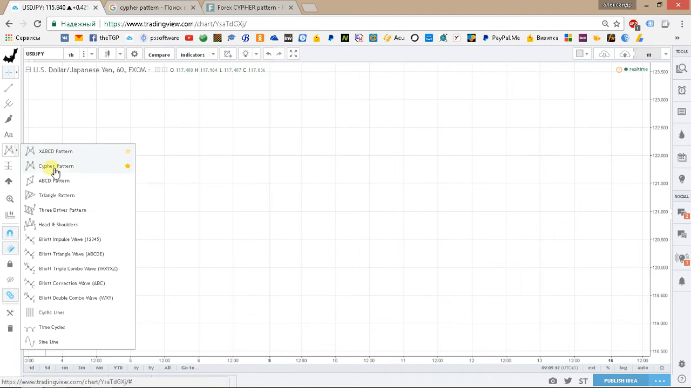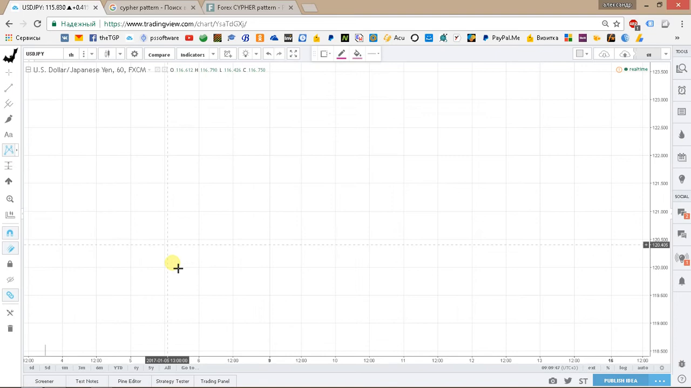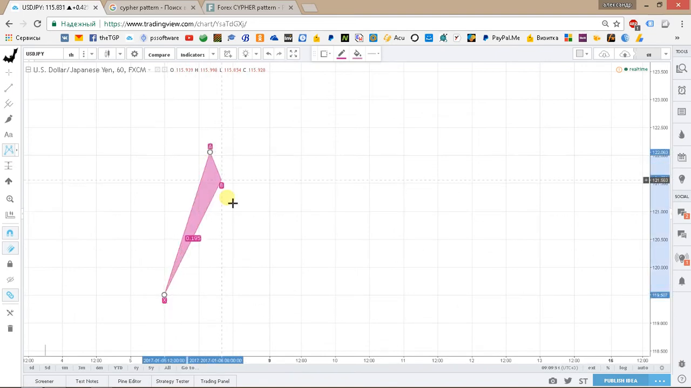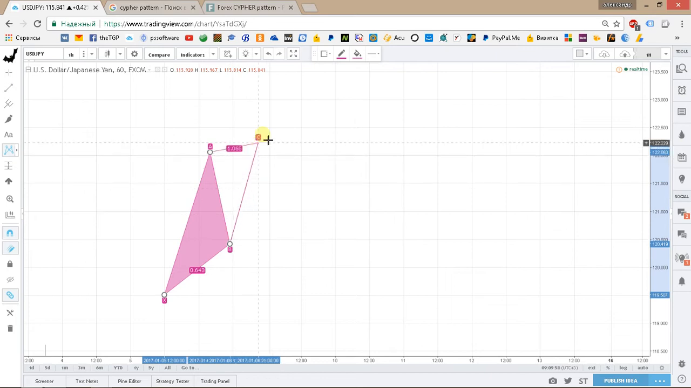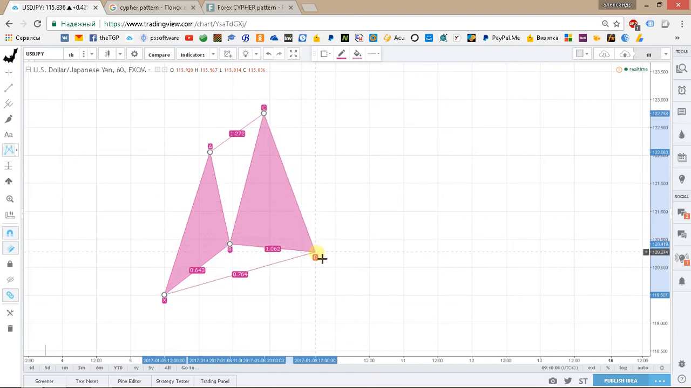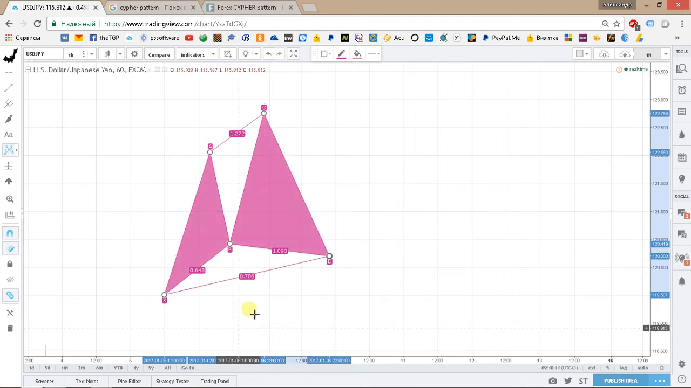There are 2 tools, cipher pattern and XABCD pattern. You need a cipher pattern tool, and let's draw a cipher pattern. XA, for example, and the B point is more than 618, 640, yes, and the C point is 127, at least 127 too. Yes. So in this case, the 786, you see, it is lower than B point.